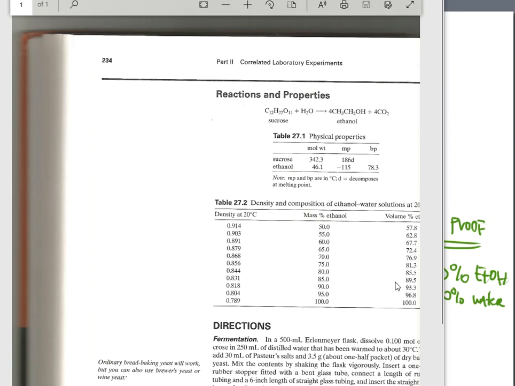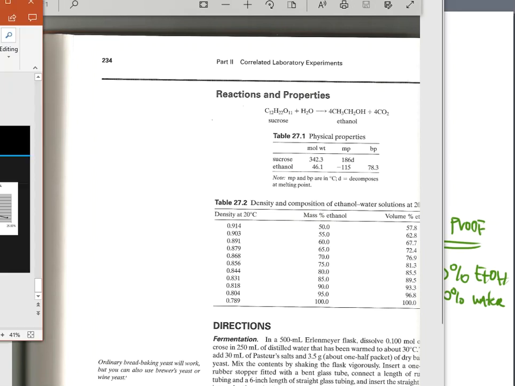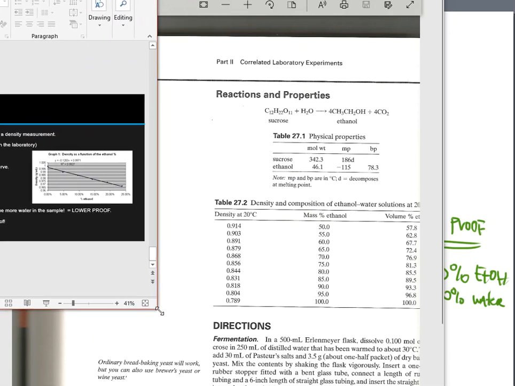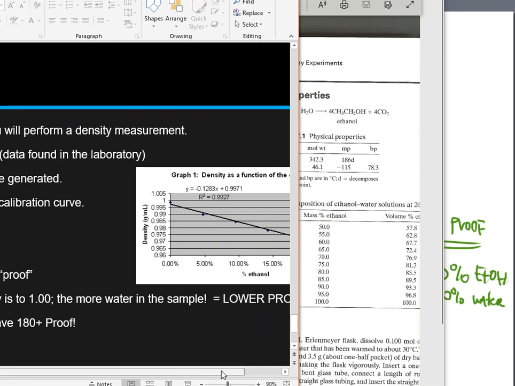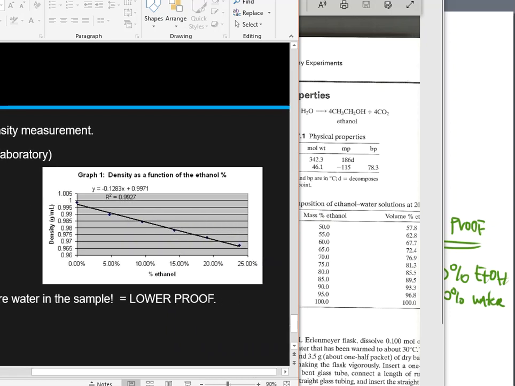But once you make your graph, you will end up with a chart that looks something like this. All right? So density, percentage of alcohol, I'm not telling you which one it is, and then here is a line that goes through those data points. So you will need to do a regression line, and you will need to do an R-squared value, just like what's listed on the screen.